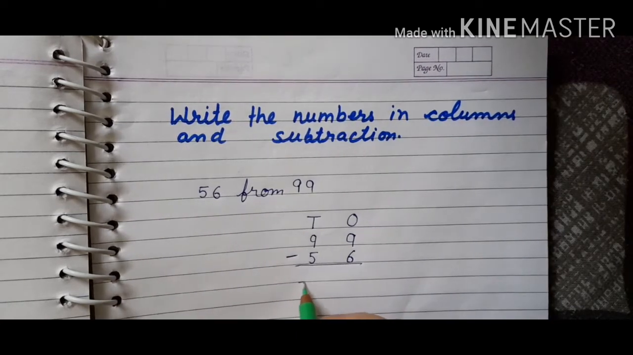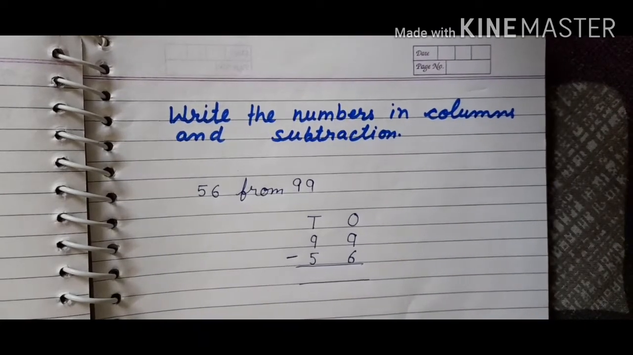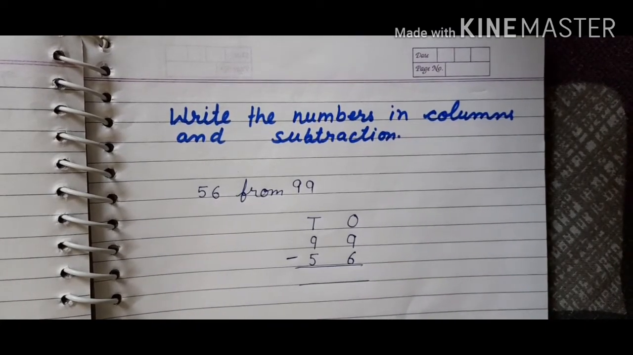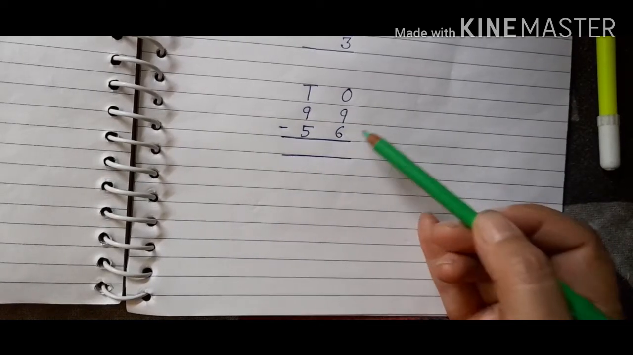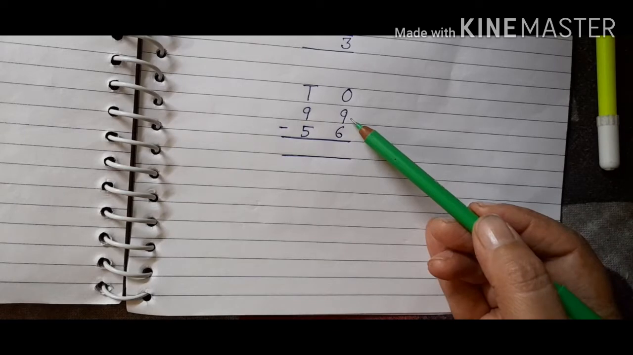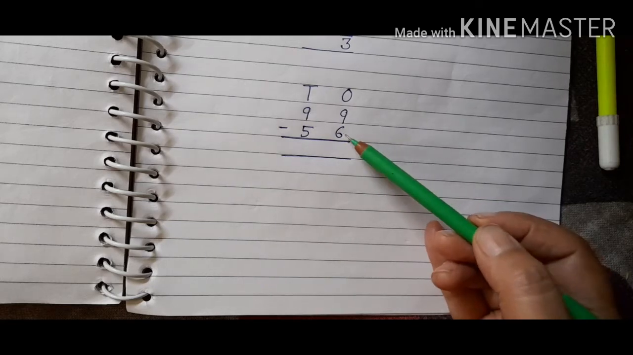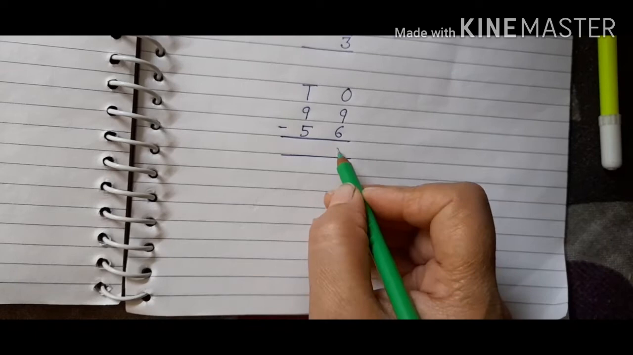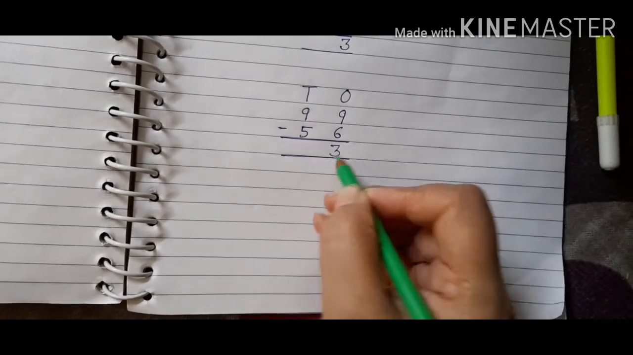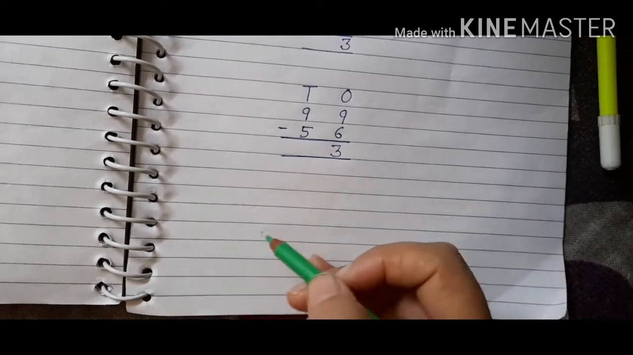Now we will subtract these numbers and then we will find the difference. We start subtraction from ones place. So here at ones place we have 9 and our another digit is 6. So when we subtract 6 from 9 we get 3.